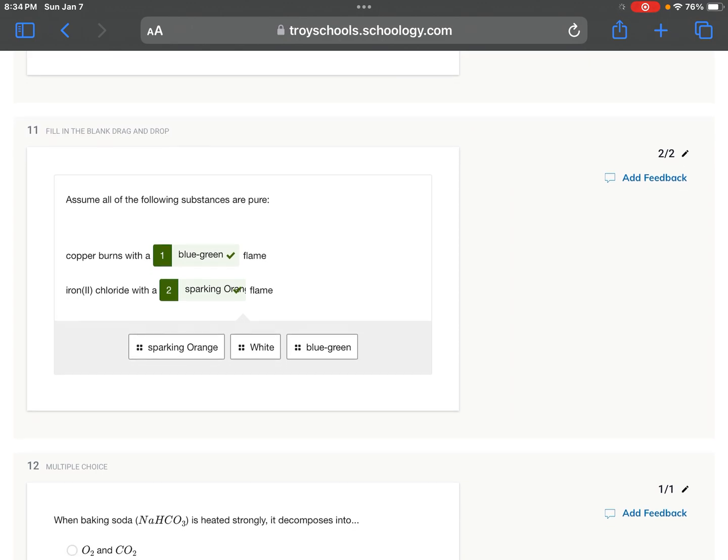For number 11, if we're looking at pure substances, we did the first big lab that spanned a few days in this unit. We have copper doing the flame tests with a blue-green flame and iron 3 chloride with a kind of sparking orange flame. So that would have had to have been from your observations of when we looked at our reactants and products, and mainly products of the lab where we reacted the iron nail with copper 2 chloride.